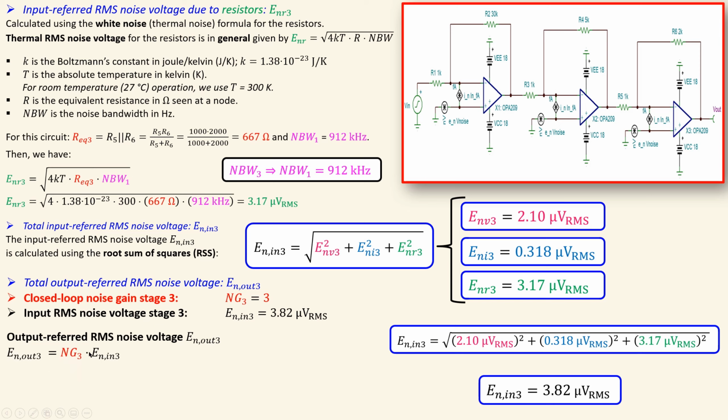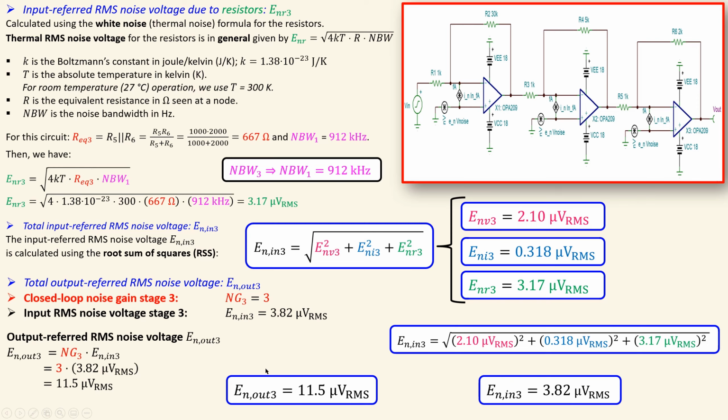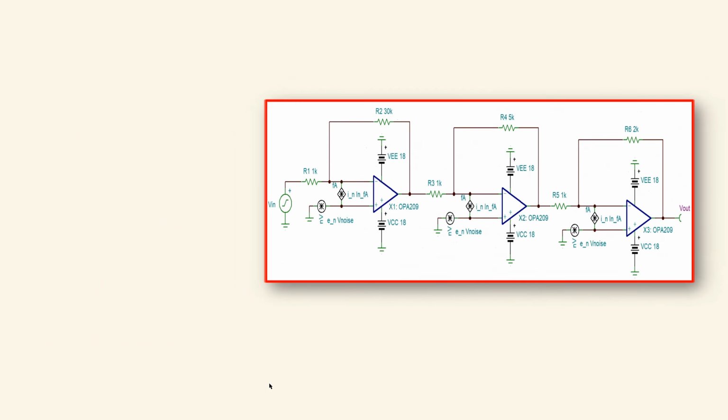Using this formula, the noise gain of the third stage times the input-referred RMS noise voltage at the input of the third stage, and if you now do the math, you will get 11.5 microvolts RMS. So that is actually our part for stage 3. So we will now combine them together.